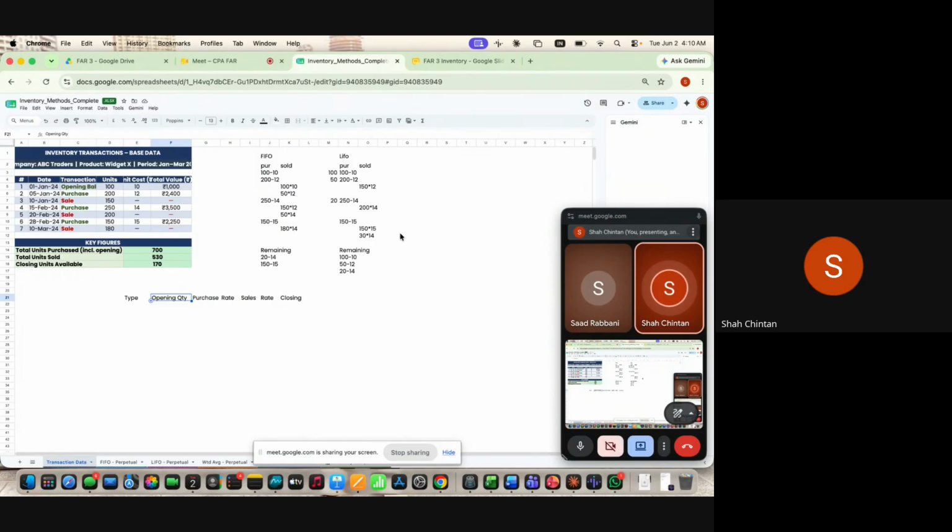I gave you this sheet, so I'm just trying to understand the workings. Can you help me to understand the first? I think you have attempted FIFO and LIFO. So, what you have done, and what do you understand by these two methodologies?